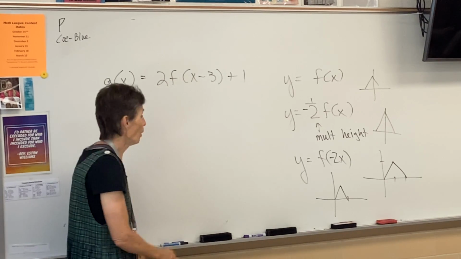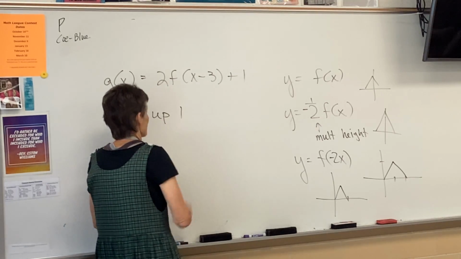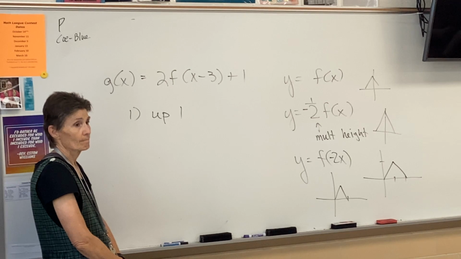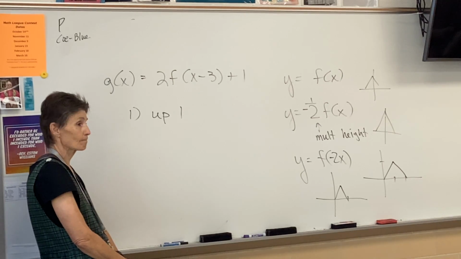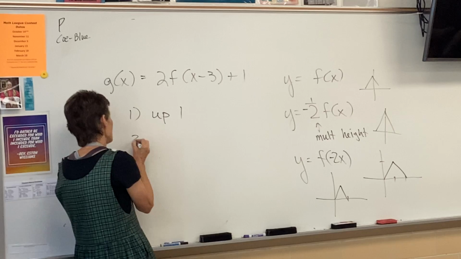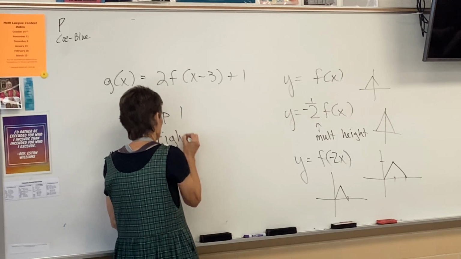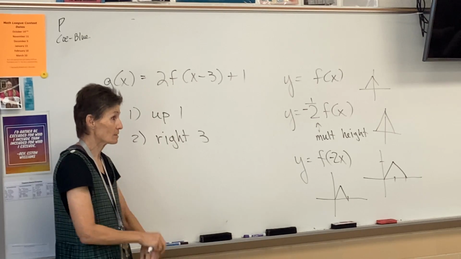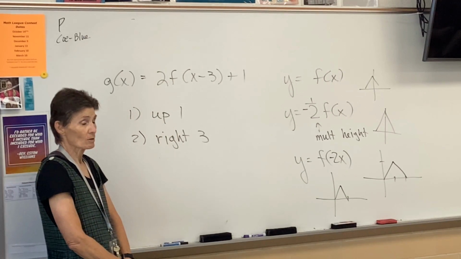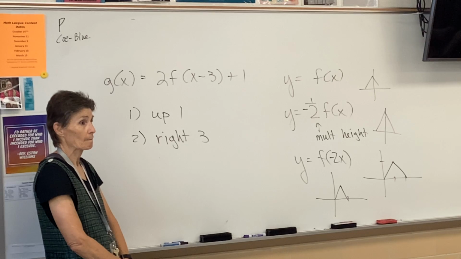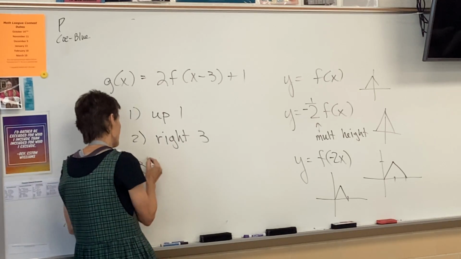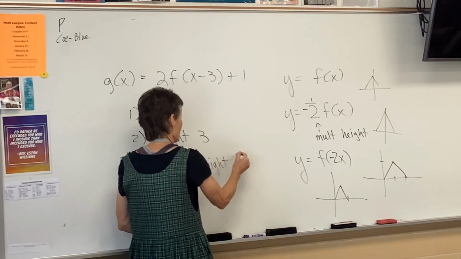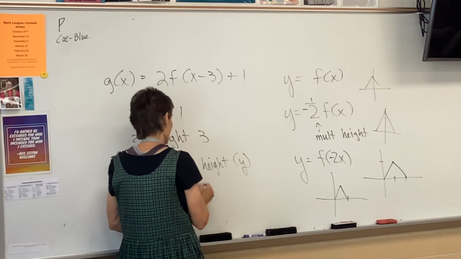Up 1. Every point's going to go up 1. What else? Go right 3. So this picture's actually going to move. We're going to cut it out, paste it down somewhere else. What else? One more thing. Multiplies the height by 2. So we're going to multiply the height, you might want to think of those as y's, by 2.